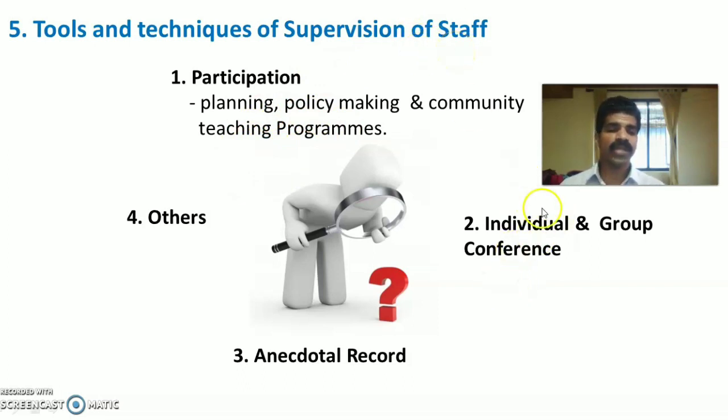Second is conducting various individual and group conferences with the subordinates and other health personnel. That is conducting individual and group conferences or meetings with the health personnel or subordinates.